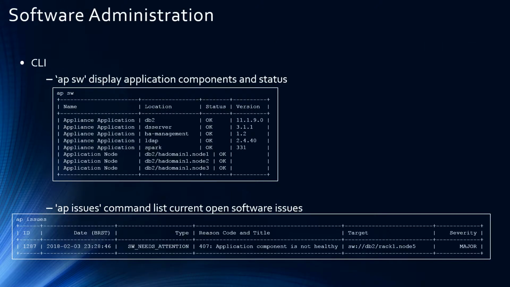You can do similar software monitoring using the CLI. The apsw command displays the appliance application components. Just like hardware, the ap issues command also shows current software-related issues on the system. You can analyze logs and command outputs provided by ap issues with the Issue ID option.